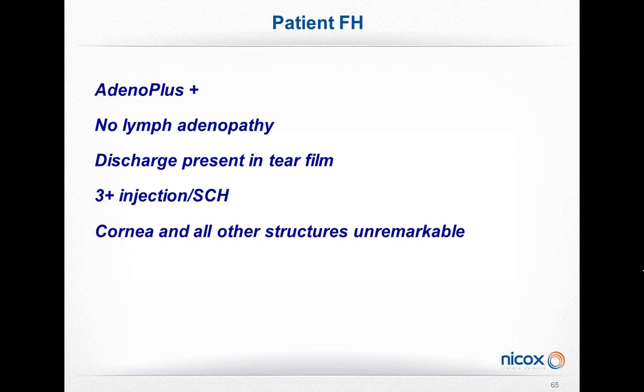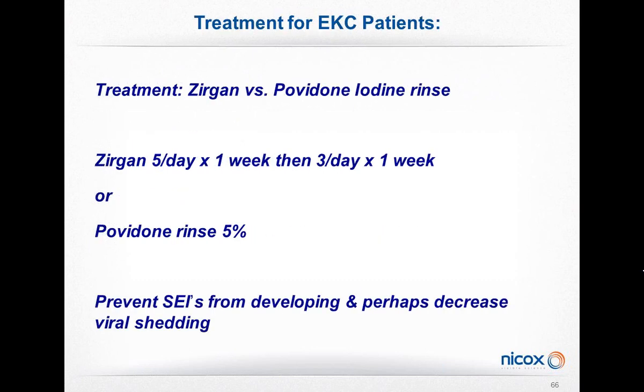This patient had no lymphadenopathy, even though it was day 5. They had mucopurulent discharge, but it turned out to be adenovirus. And if I had put them on SE-Vance, sure, I'd have wiped out everything, but you know what? We wouldn't have got rid of the virus. The patient wouldn't have done any better, and they might have got local resistance. So in this case, I could have done Zyrgan. If they don't have the finances for Zyrgan, I could do a povidone iodine rinse.